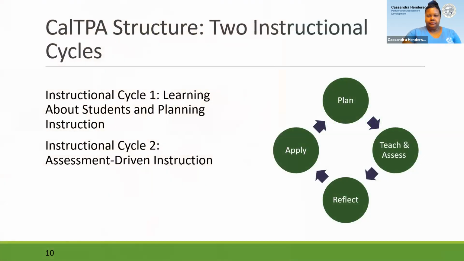All righty. Okay, so the CalTPA overview. Again, we'll go briefly through this. We talked about this on Wednesday. Again, the 2 instructional cycles, both based on a 4-step process of plan, teach and assess, reflect and apply. Cycle 1 was focused on learning about students and planning instruction. Cycle 2, that we're going to get into today, is focused more on assessment-driven instruction.